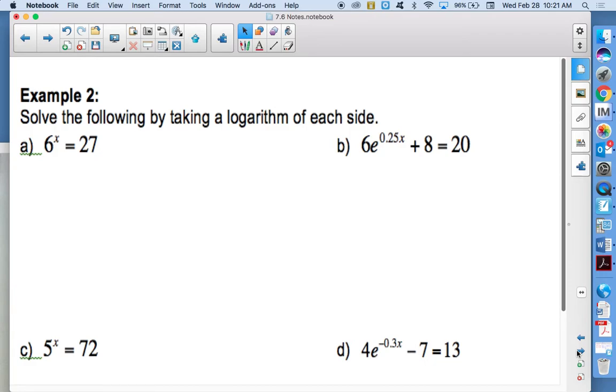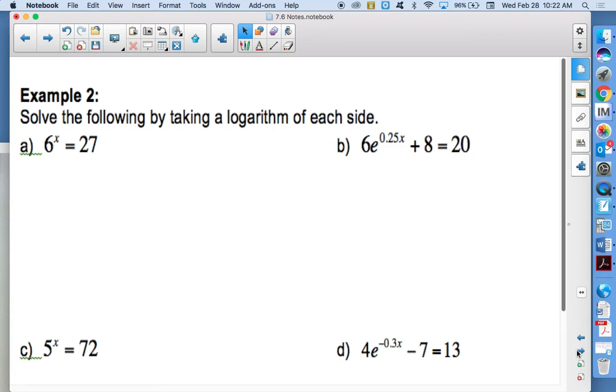The directions here say solve the following by taking a logarithm of each side. So what that means is that you currently have the exponential form. In order to solve it, we're going to have to create the logarithm form. So in letter A, we have 6 to the x is equal to 27. 6 to the first is 6. 6 squared is 36. So the answer has to be between 1 and 2, but there's no way for us to find out that answer as it's written as an exponent, which is why the logarithm was created. So the only way we can solve this problem in exponential form would be to rewrite it and solve it as a log.